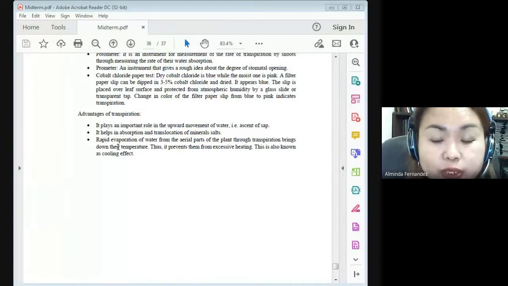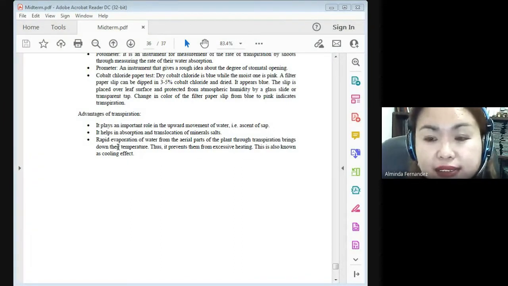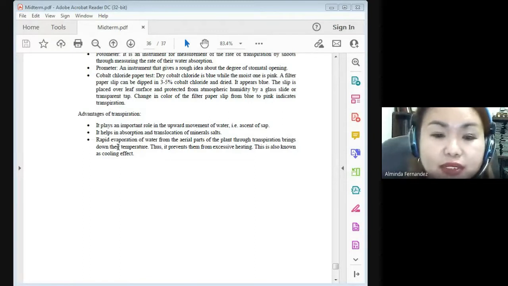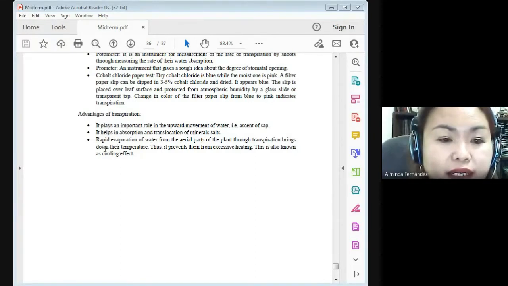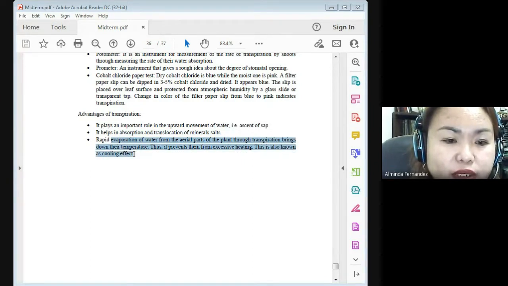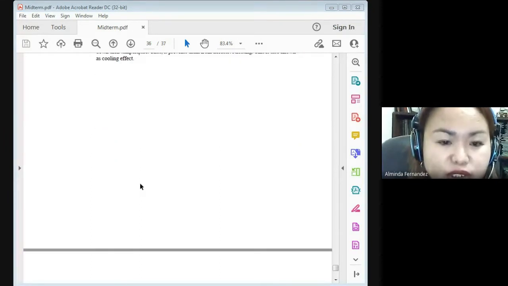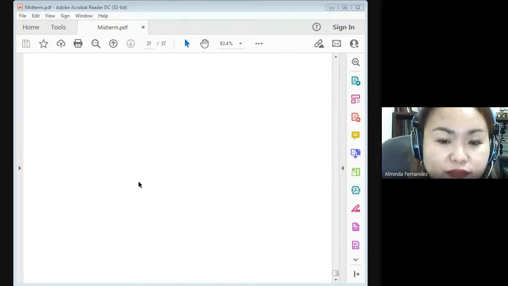So, of course, transpiration, although it will lose water, is also very important in the upward movement of water. For without water, the essential nutrients will not also be transported inside the plant. And the absorption and translocation of mineral salts, and the rapid evaporation through transpiration will cool down the plants, or the cooling effect din yan. So, yun yung mga important effects, no?